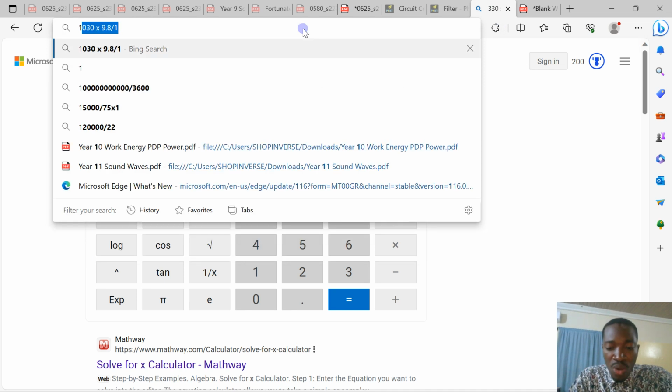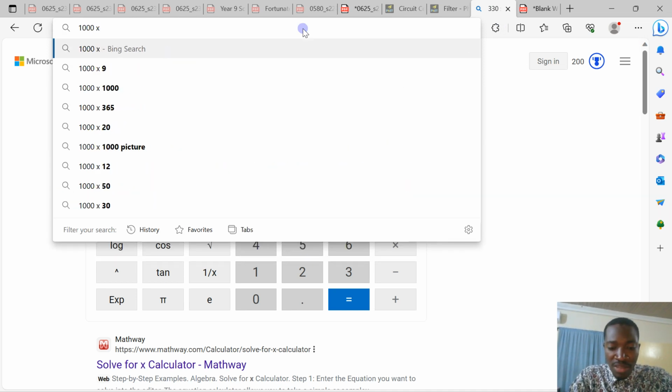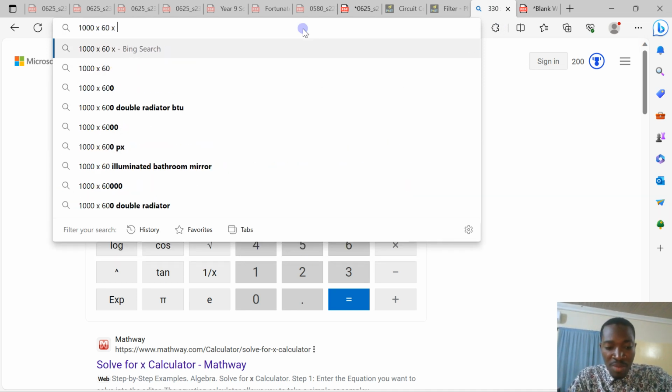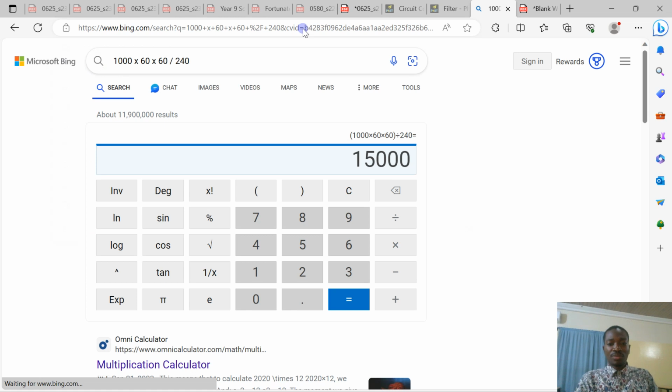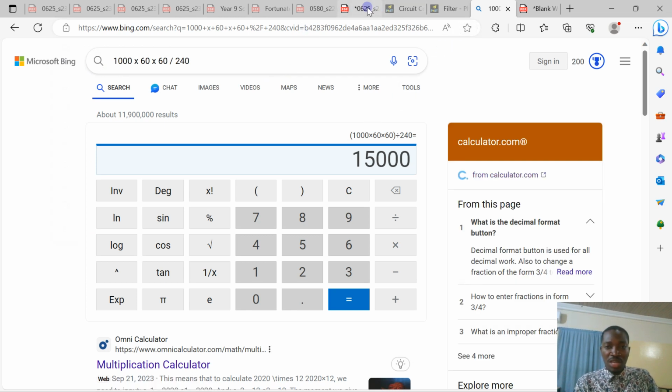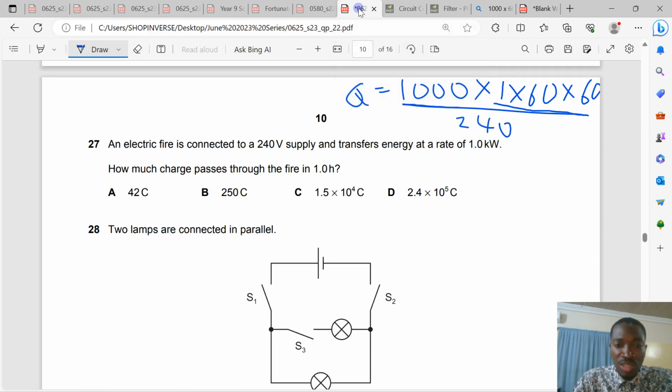Let's go. 1000 multiplied by 60 multiplied by 60 divided by 240. What answer do we get? 15,000. That means 15,000 coulombs the charge, okay? So what options do we have? Our options are recorded in standard form. Let's express this in standard form.